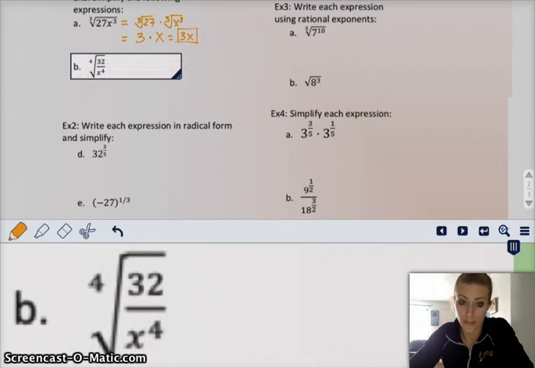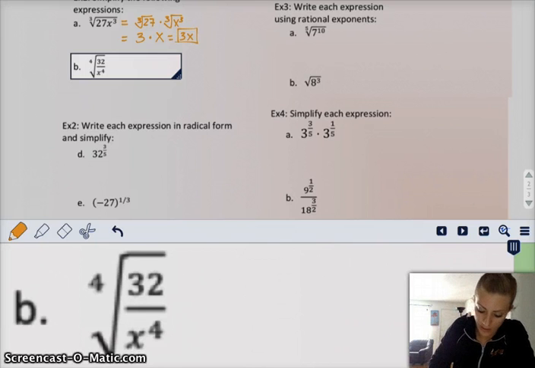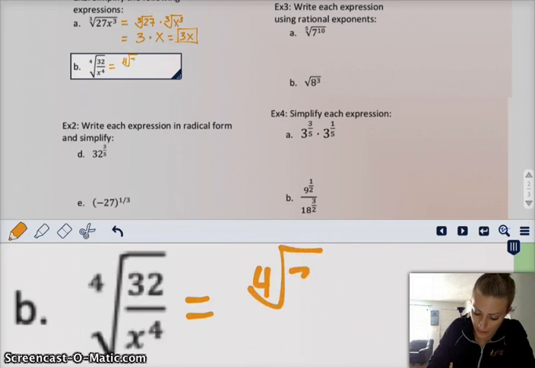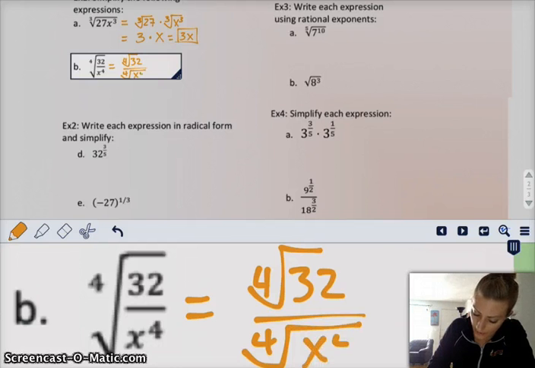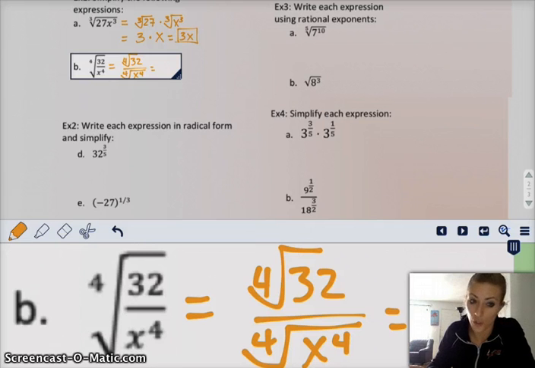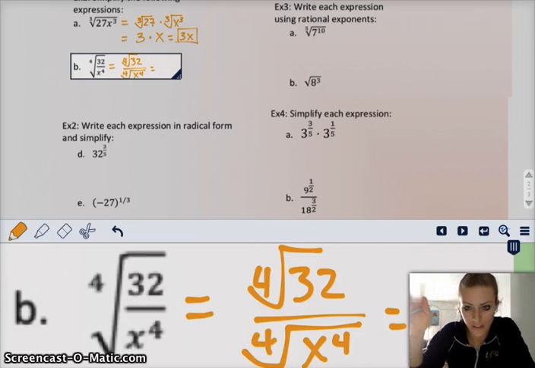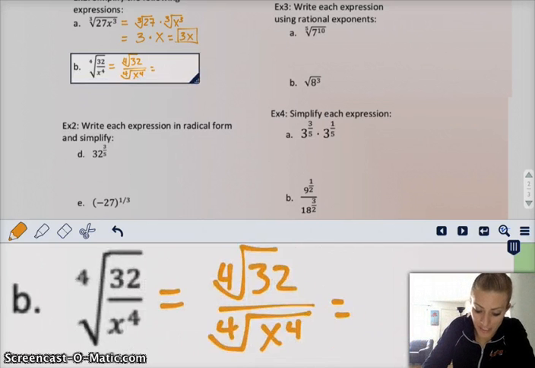Fourth root of 32 over x to the 4th. You can separate that using rule 2 as the fourth root of 32 over the fourth root of x to the 4th. And again, fourth root of 32 is just 2, I believe, because 2 times 2 is 4, times 2 is 8, times 2 is 16. Oh, it's not. We have one left over. So we have a little more work to do.